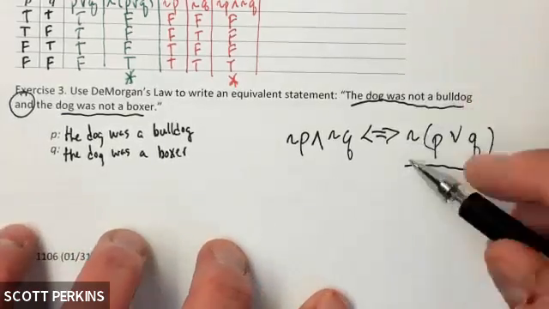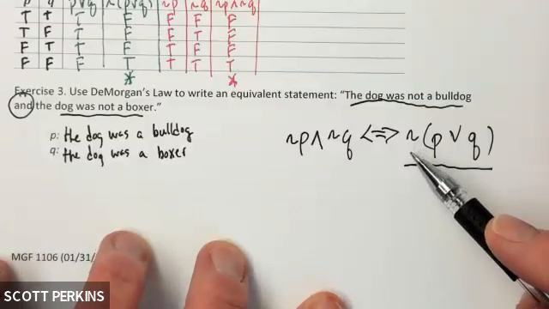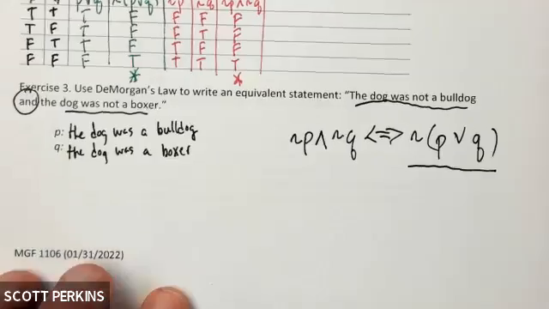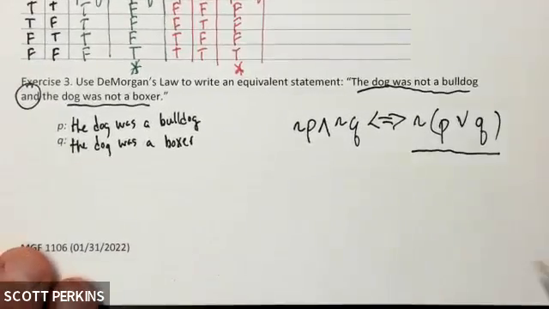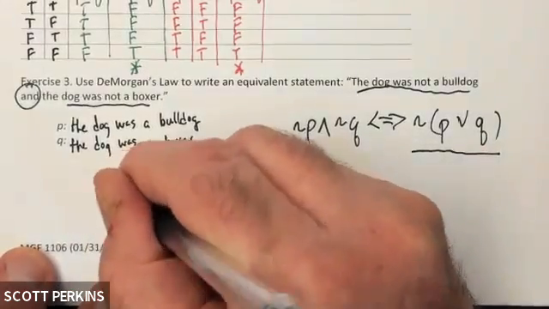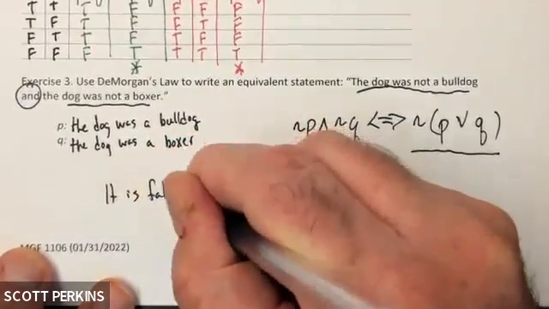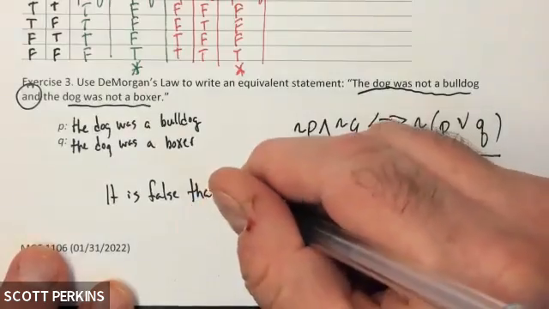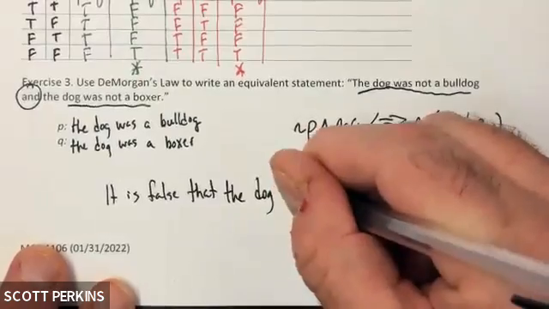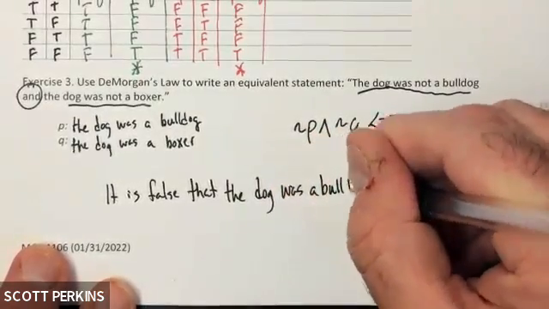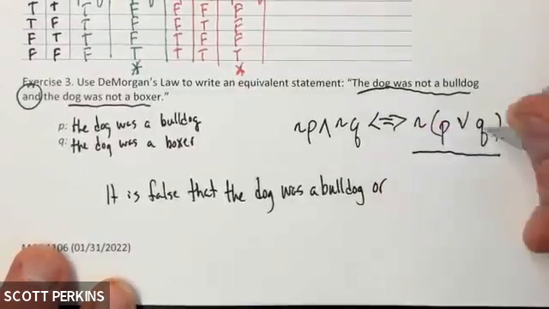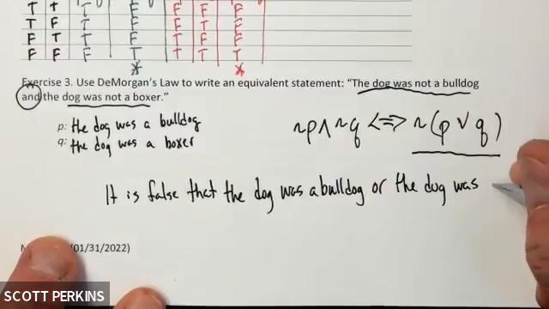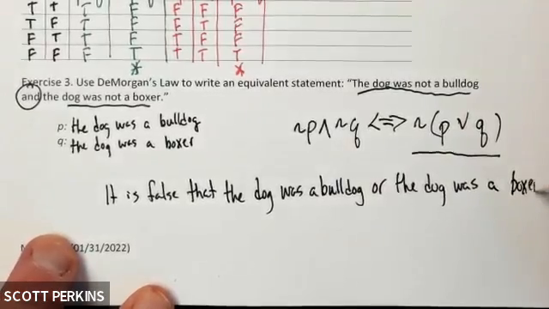What did we say in section 3.1? We write, when we have a squiggly out in front of parentheses, anybody remember? Yes, great, good memory. Okay, when there's a squiggly out in front of parentheses, you start off by saying it is false that, or it is not true that. And then inside the parentheses, I've got statement P. So it is false that the dog was a bulldog, or Q, the dog was a boxer. Done.